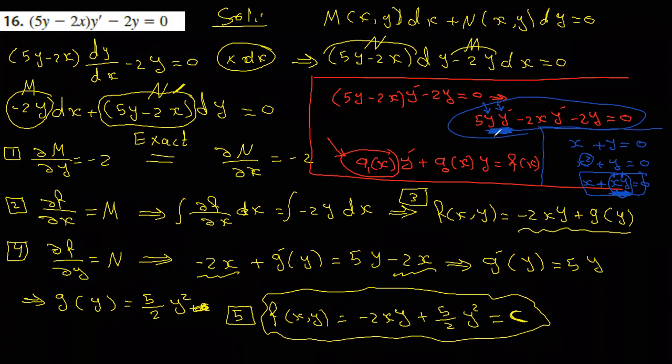Is 2x y prime also non-linear? No, this one is linear. Why? Because my unknown is y prime or y, but the x now is an independent variable. Yes, it is an independent variable now.